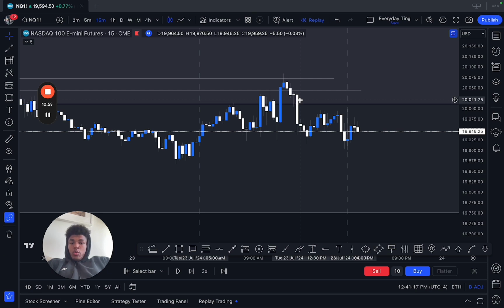ICT calls this his bellwether chart because he likes to do everything on it. He can execute off of it. He can see draw on liquidity, all that type of stuff. It's like the main time frame for intraday trading that people use. So I'm just seeing all of that here.